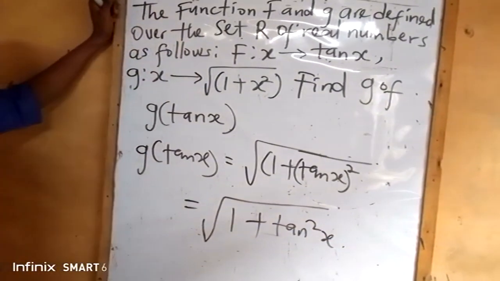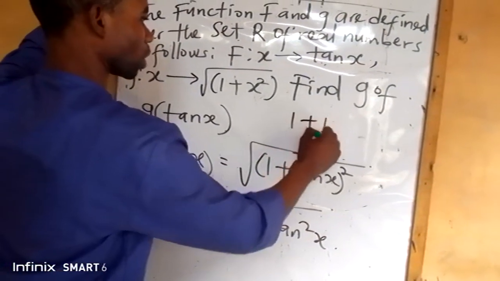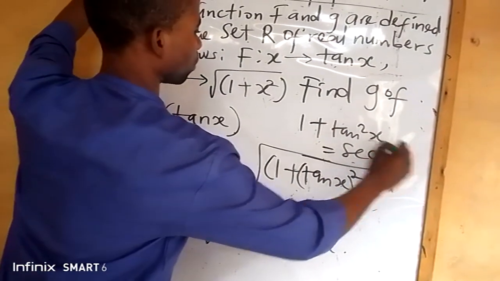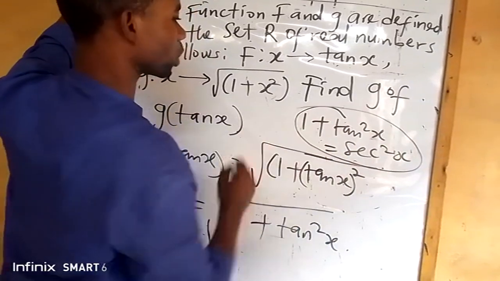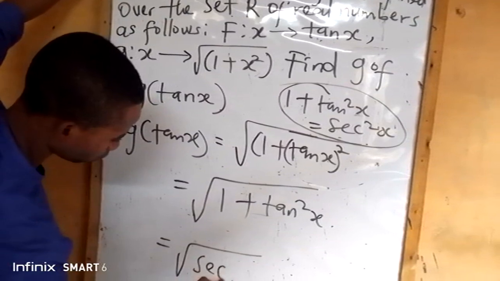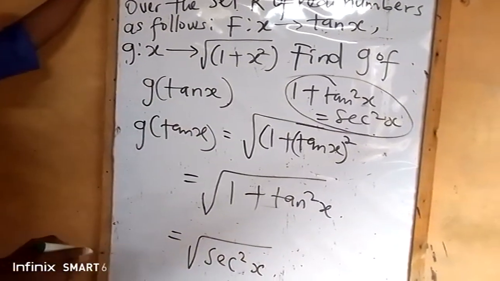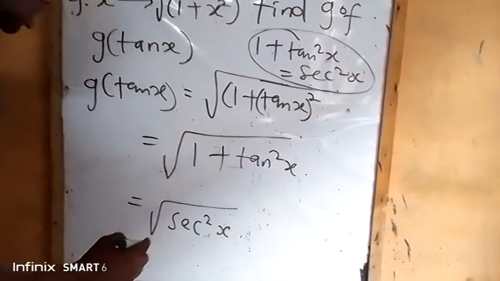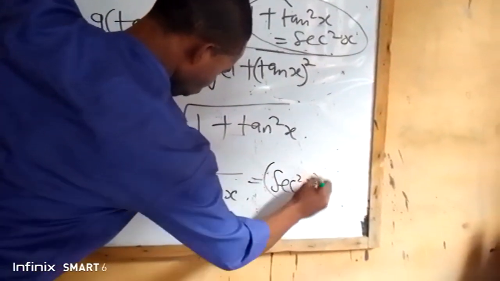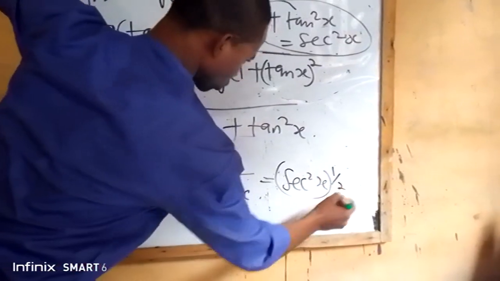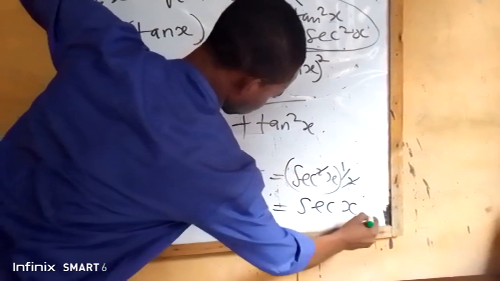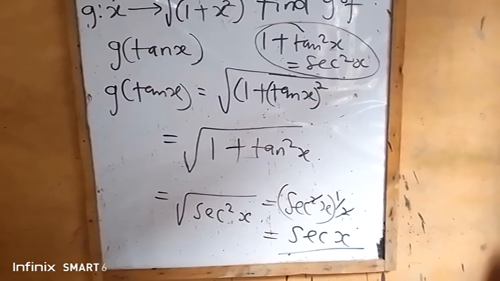And according to trigonometry, 1 plus tan square x equals sec square x. Please watch out for our trigonometry. We're going to be explaining all these things. It means this one is sec square x, which can also be written as (sec square x) to the power of 1 over 2. Now the square root can also be written as 1 over 2, and these two can cancel here. And our answer is sec x. That is all about that.